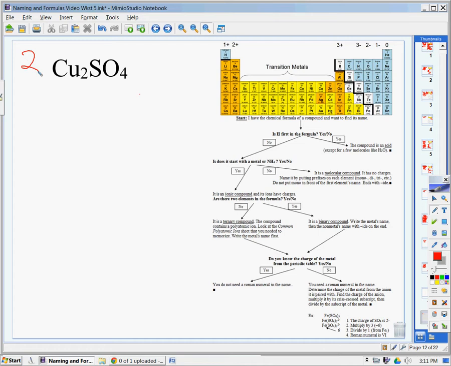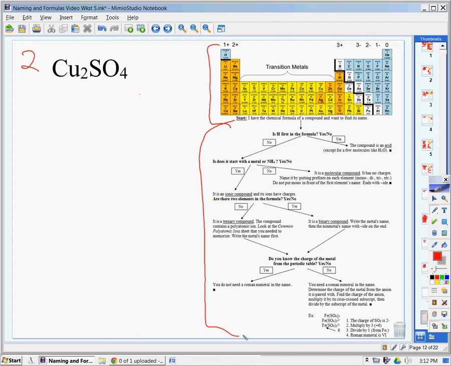Copper 2 sulfate. That's the name. How did I figure that out? Well, I want to point out that just like the other video, there's a periodic table up here to help us. There's also the other flow chart from your packet. This is the one where you start with a formula and you want to go to a name. Both flow charts are in your packet.